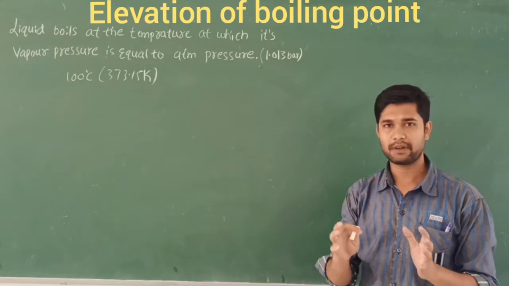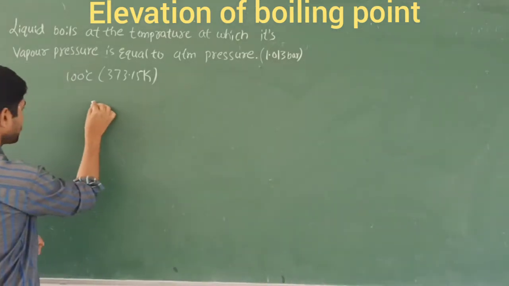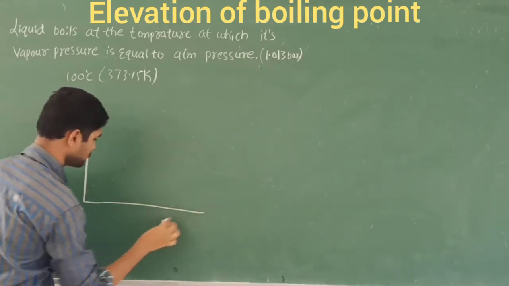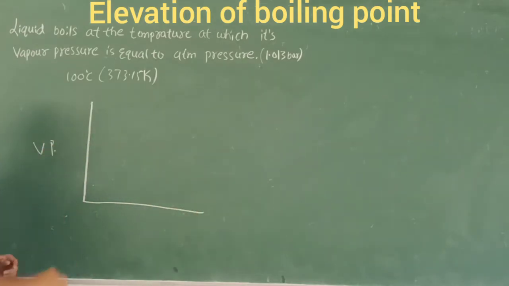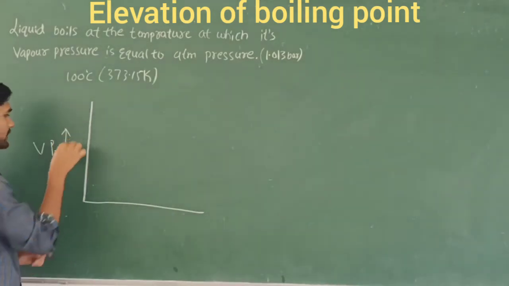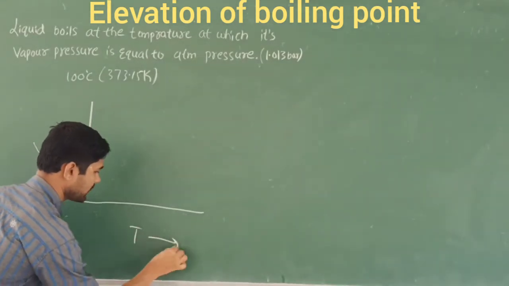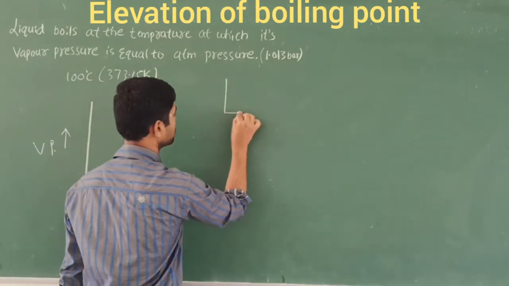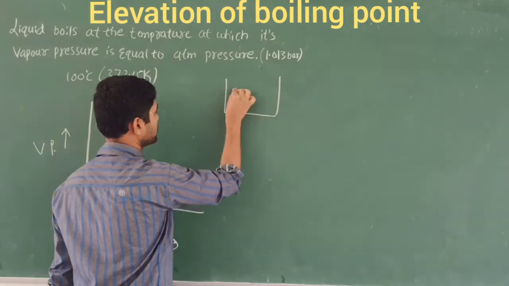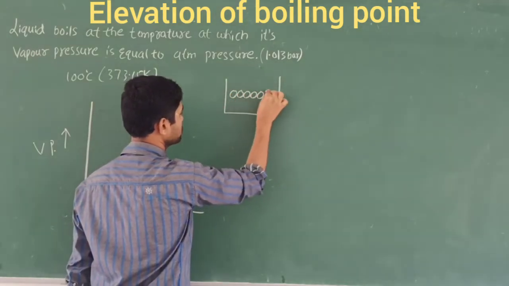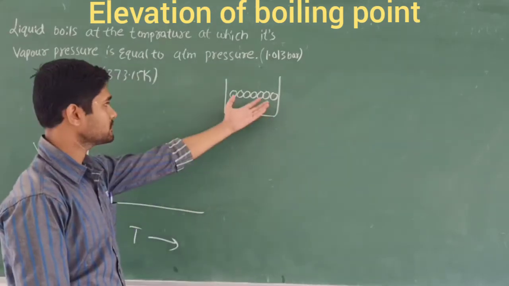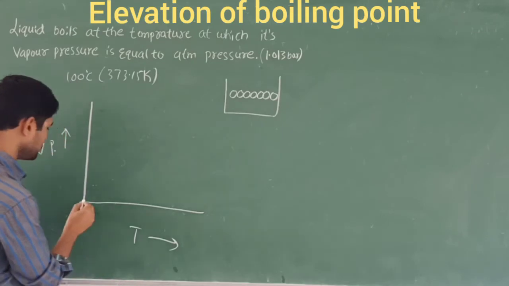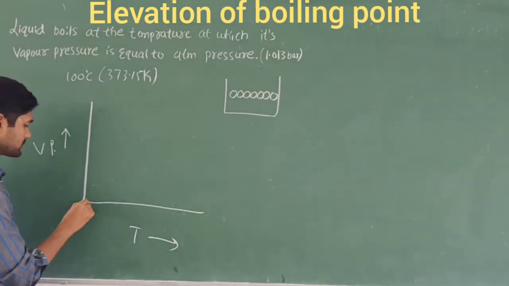So let's take a simple graph. This is the vapor pressure of the liquid. You know that as temperature increases, vapor pressure increases. Now I am going to take a pure solvent. You can say this is room temperature, 25 degrees Celsius. What happens at this stage? It will be at the zero position, like this.